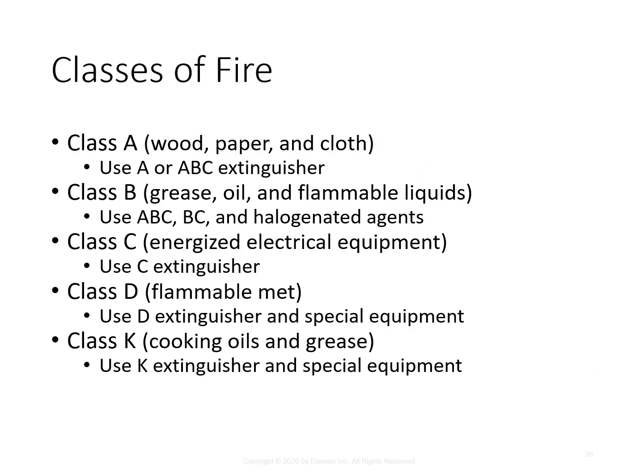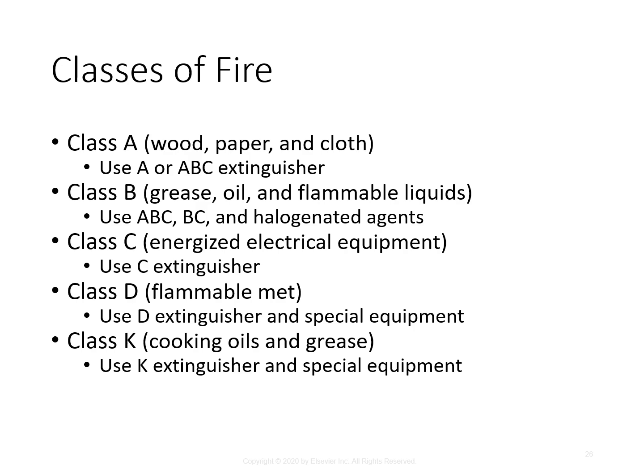There are different classes of fire as well. So you have a class A, which is usually caused by wood, paper, and cloth. And you would use a class A or ABC extinguisher to put that out. Class B is grease, oil, and flammable liquids. You would use an ABC, BC, or halogenated agent to put that out. Class C is energized electrical equipment, and you would use a C extinguisher to put it out.